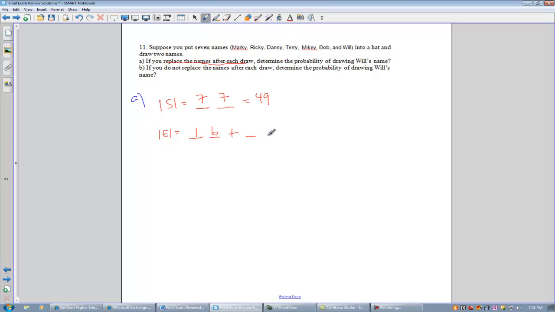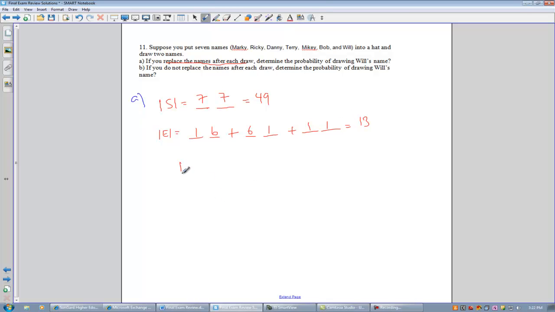Plus, the next case is that we draw Will's name in the second spot. Again, we have 6 other names that we can put in the first spot if we exclude Will's name. And then plus, we have the one outcome where we have Will and Will. So you can count these up: 1 times 6, so 6 here, plus 6 times 1, so 6 here, plus 1. And so you get 13 things in the set E.